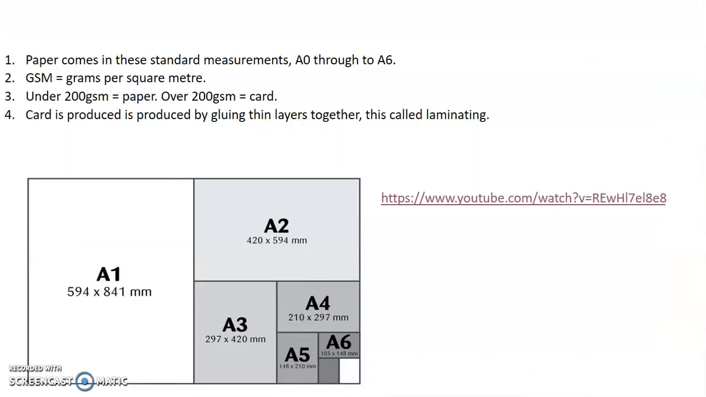Okay, so after that video, like I said, I'd like you to read it and look at how you could do a little how to make paper diagram.